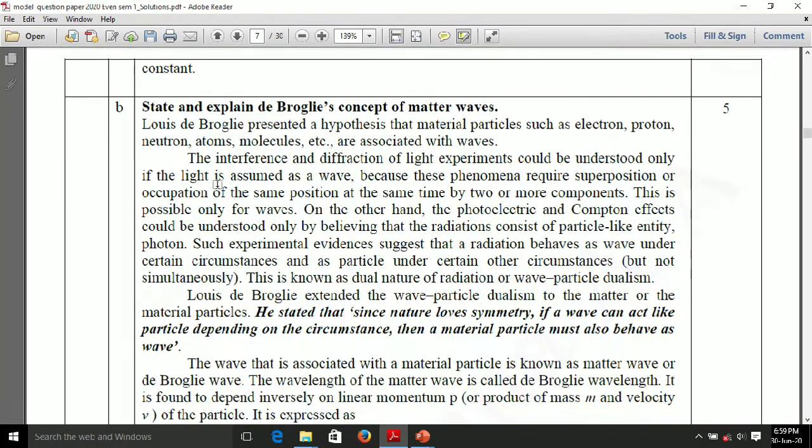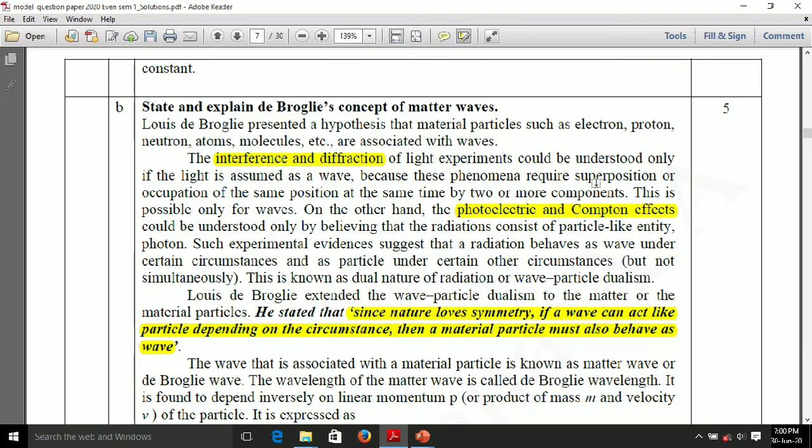De Broglie's statement is very clear here. It is stated that since nature loves symmetry, if a wave can act like a particle depending on the circumstance, then a material particle must also behave as a wave. This is the statement. In order to arrive at this statement, you have to give the background. That is, for example, interference and diffraction phenomena describe the wave behavior of light. The Compton effect and photoelectric effect give you the idea that radiation can have particle nature also.